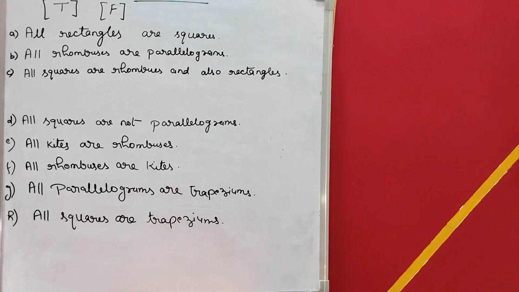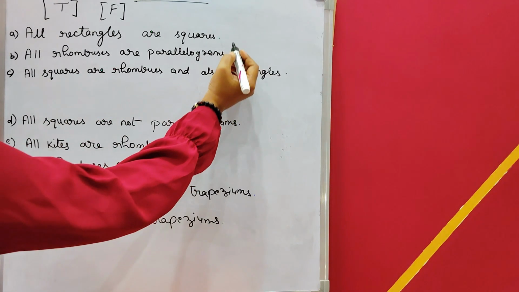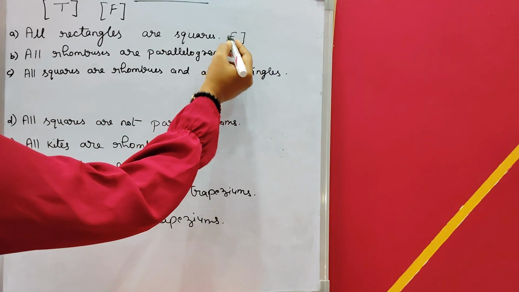So yes, we are on exercise 3.4 of chapter 3, that is Understanding Quadrilaterals. It is given true, false here. The first statement says all rectangles are squares. No, it is a false statement, because all squares are rectangles but all rectangles are not squares. So it is a false statement.